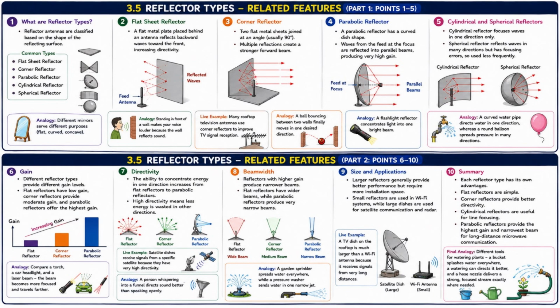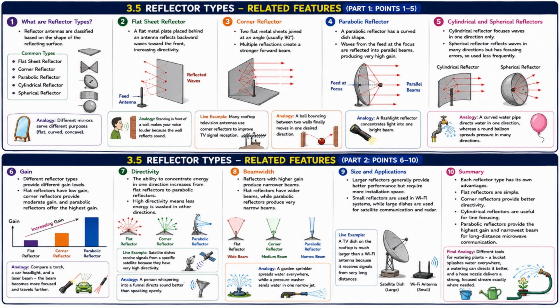That you should remember. What is the directivity feature, we will learn now. The ability to concentrate energy in one direction. What for? Which increases directivity. To increase directivity, that means gain. Focus beam, narrow beam for that purpose. This is achieved from flat reflectors to parabolic reflectors. Okay. A live example is satellite dishes receive signals from a specific satellite because they have very high directivity.